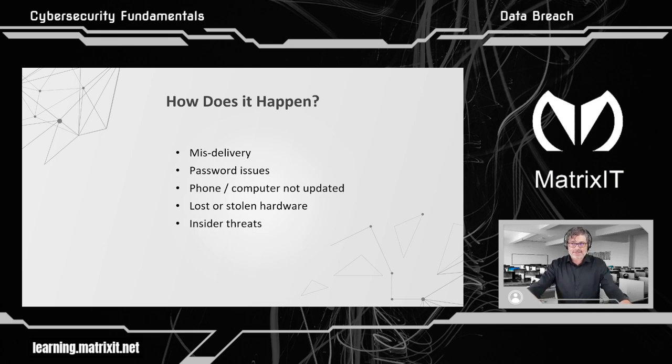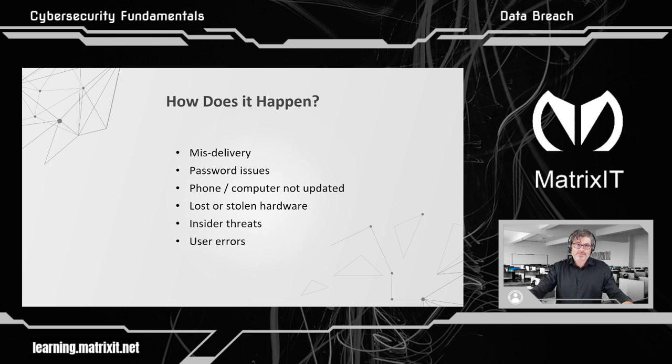Insider threats. Disgruntled employees leak information. They may take documents, or they may take personnel files that are in a digital format, and they may leak it on purpose. Because they're mad at their boss, or they're getting paid under the table, something along those lines. So that's another way data can leave your network, your workplace.